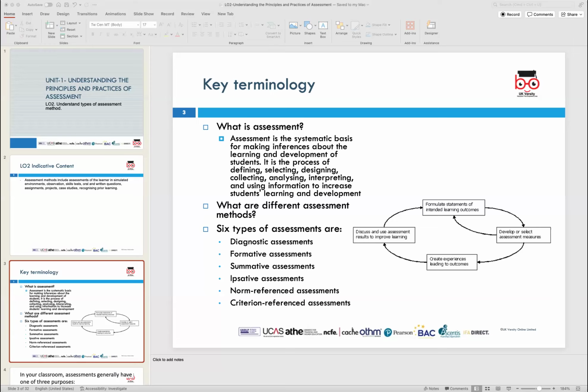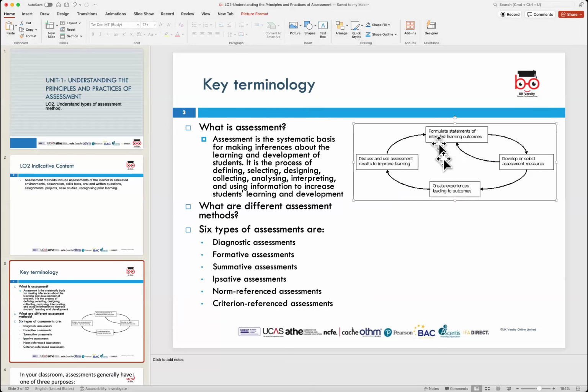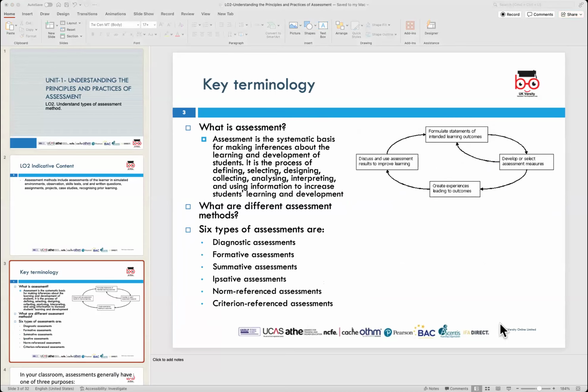Now, when we look at the process of assessment, we follow a four-step cycle, which would essentially be the planning of assessment, designing of assessment, and the relevant assessment methods that you would use to assess the work. There are different methods through which we can diagnose and assess the learning, and these tend to be six different types. There are diagnostic assessments, formative assessments, summative assessments, ipsative assessments, norm-referenced assessment and criterion-referenced assessments.